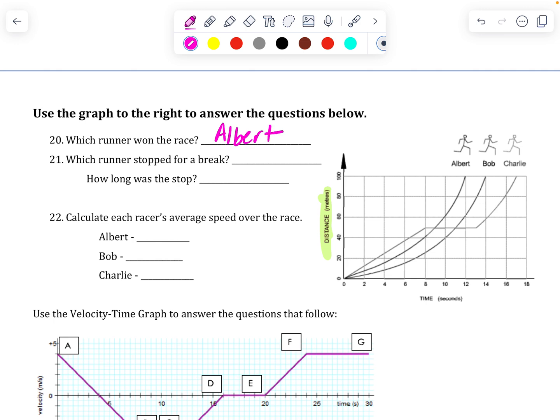Which runner stopped for a break? So which one has, remember, stopped on this is horizontal. So that would be Charlie. Looks like Charlie stopped. There's a flat line there.